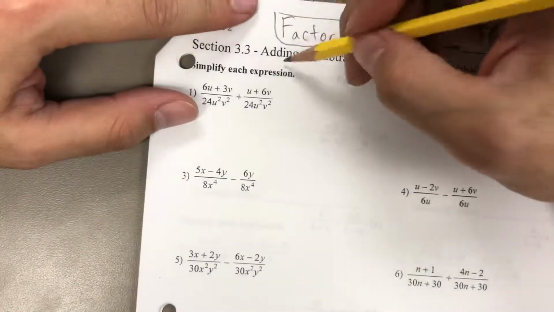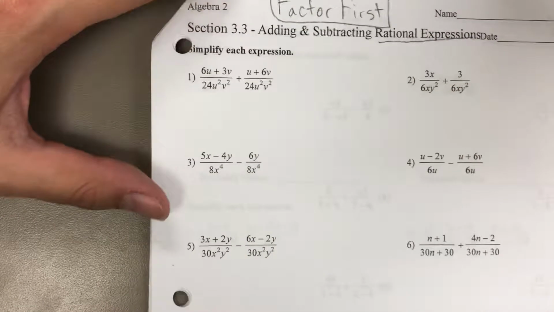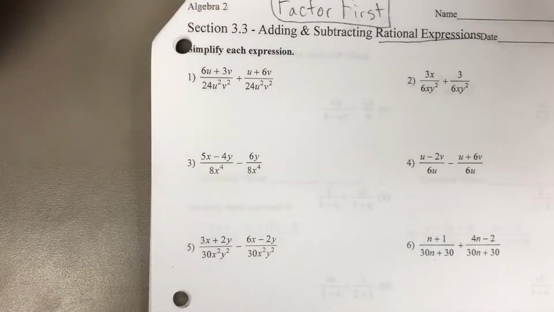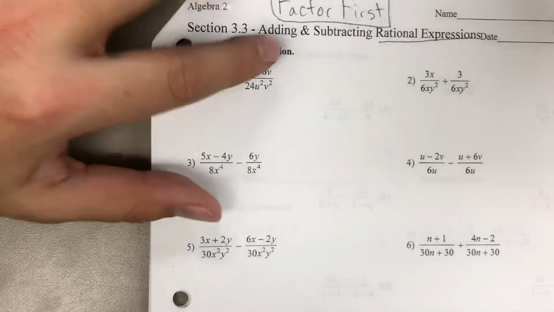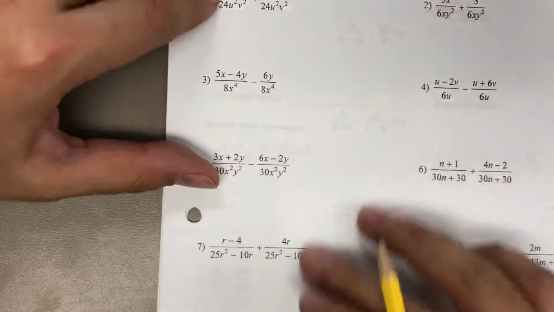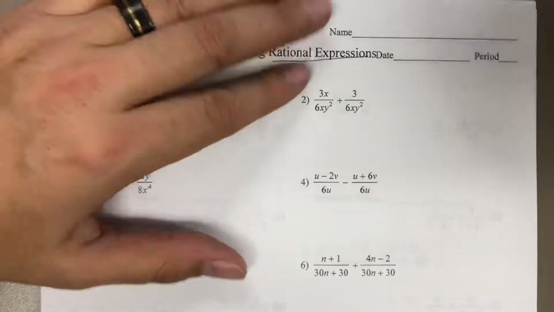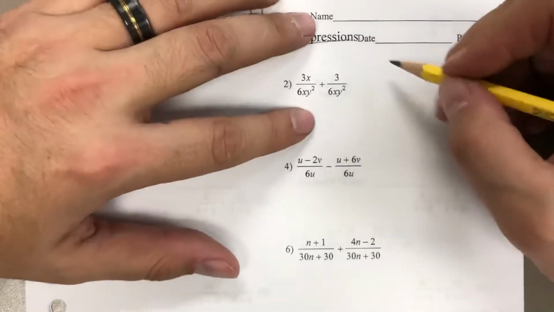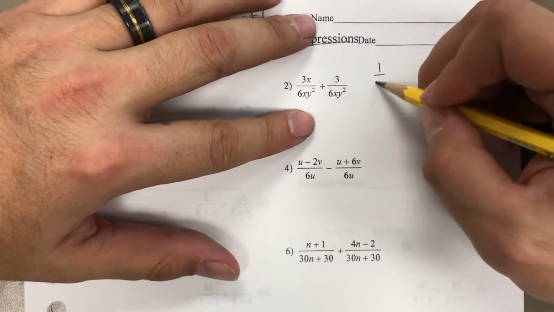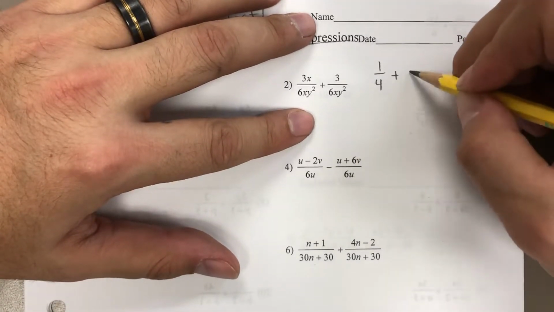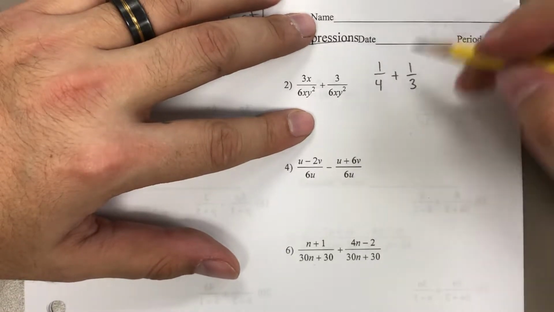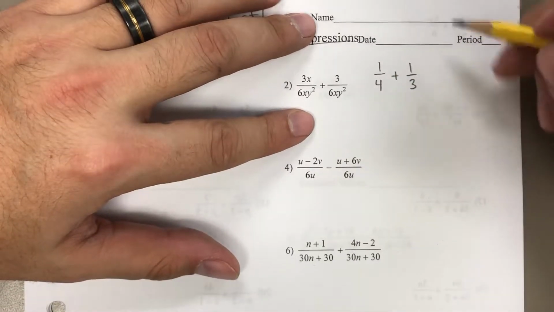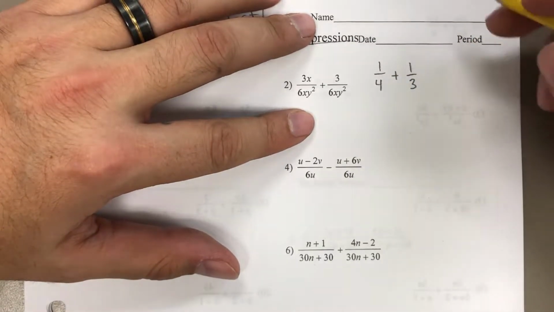In the case of adding and subtracting rational expressions, you need to know how to find the common denominator of a fraction. All of these work the exact same way as adding fractions together. Let me go through that real quick. If I had two fractions to add together, like 1/4 and 1/3, I couldn't just simply add the numbers together. What I need to do is find the common denominator first.